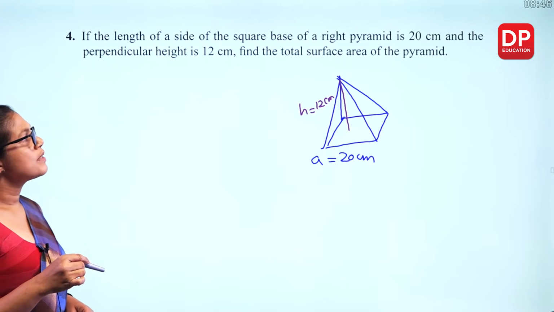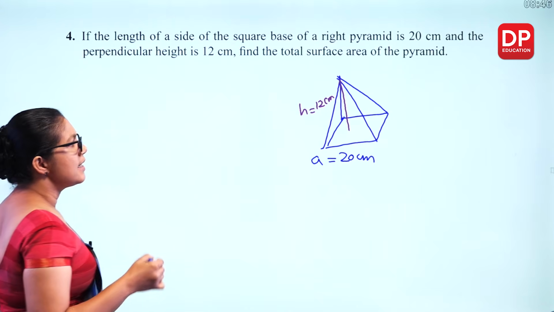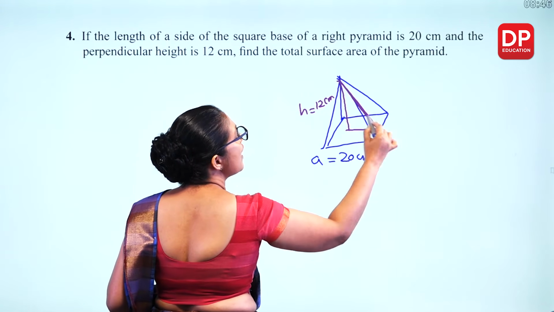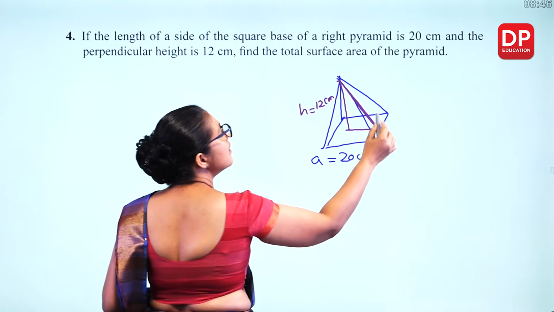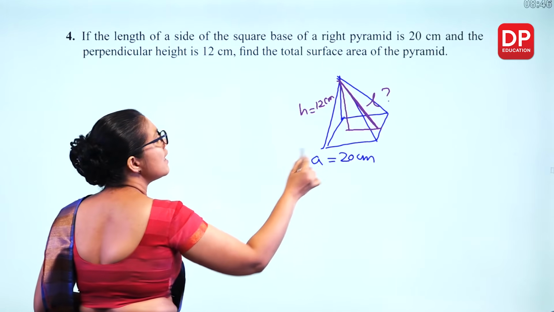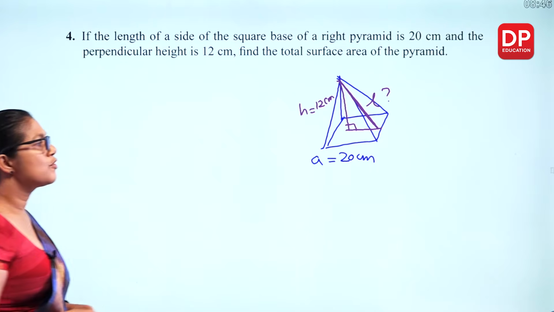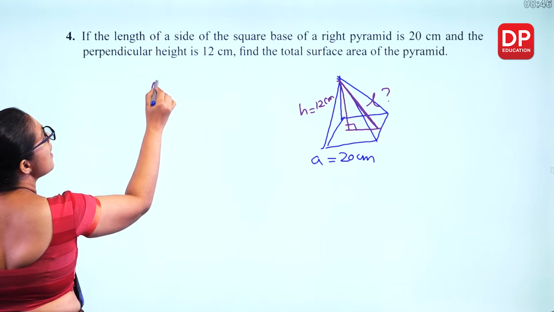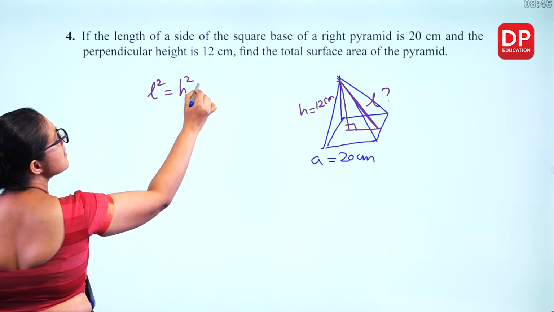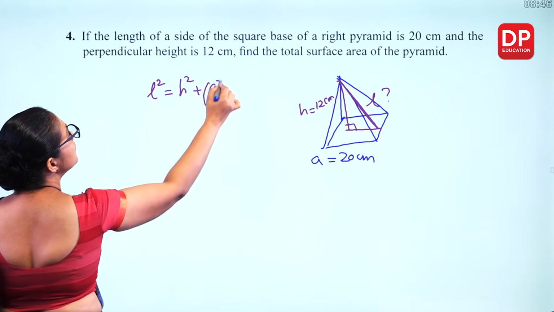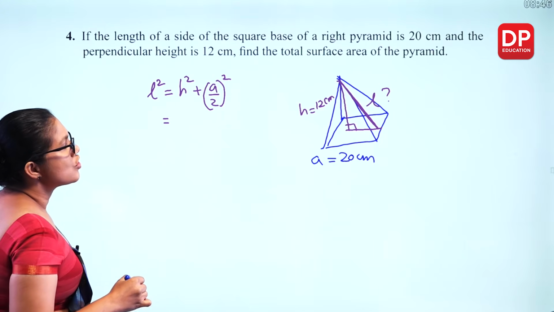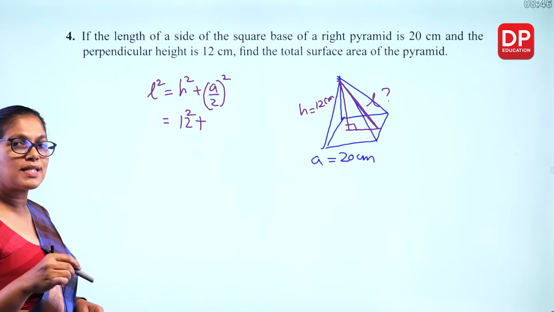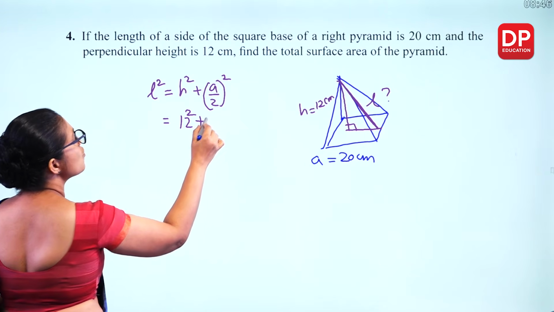And you are asked to find the total surface area of the pyramid. Now here we need to find out L to find out the surface area. How can we find out L? We know the relationship between H, A and L. We can use that. So L squared is equal to H squared plus (A over 2) squared. So that means H is 12, 12 squared plus A is 20, 20 divided by 2, 10, 10 squared.